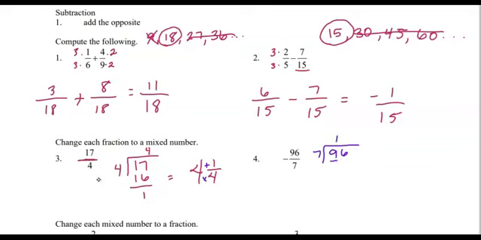7 goes into 9 one time to get 7. Subtract, we get 2. We bring down the 6. 7 goes into 26 3 times to get 21. And we subtract, we get 5. If the original fraction is negative, then obviously the mixed number would be negative. So we get 13 wholes, and then we have 5 pieces left over, but they're still the same size pieces.